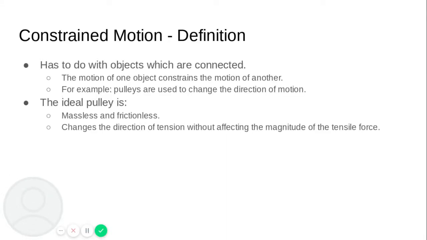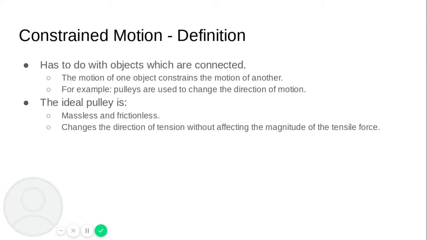So today we're going to talk about constrained motion. Constrained motion basically just has to do with objects that are connected. That means that the motion of one constrains the motion of the other. A simple example of this is pulleys, which are used to change the direction of motion of a system. So we'll be working with ideal pulleys in this situation.